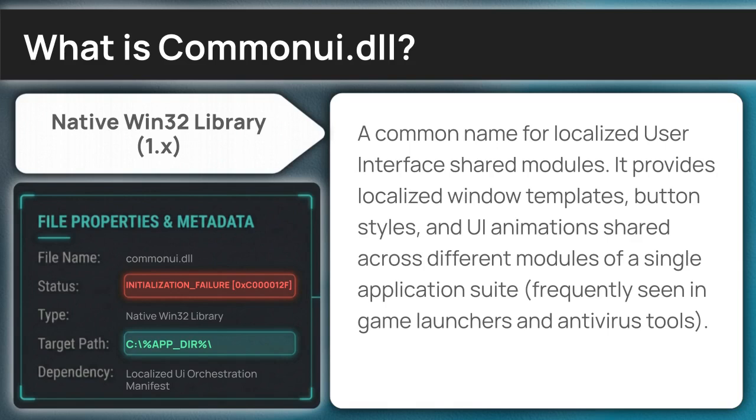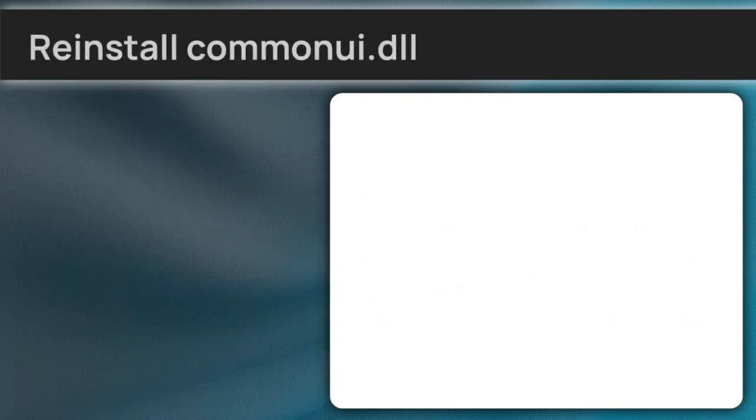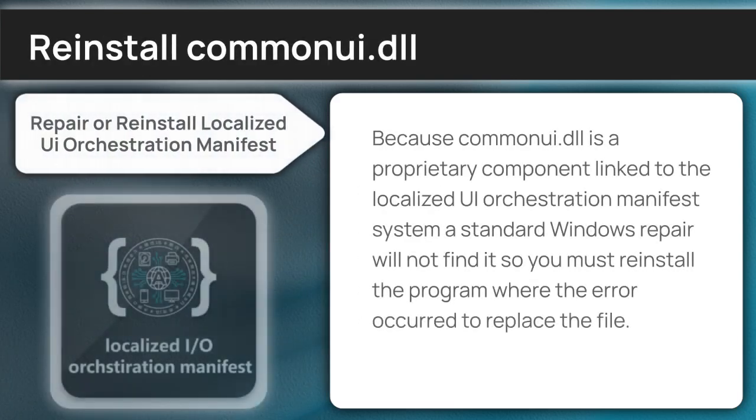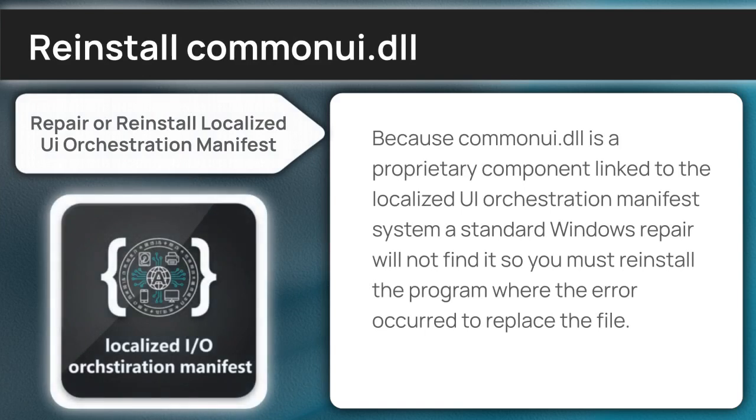With that background out of the way, here is how we actually restore the missing component. Because Commonui Library DLL is a proprietary component linked to the Localized UI orchestration manifest system, a standard Windows repair will not find it, so you must reinstall the program where the error occurred to replace the file.